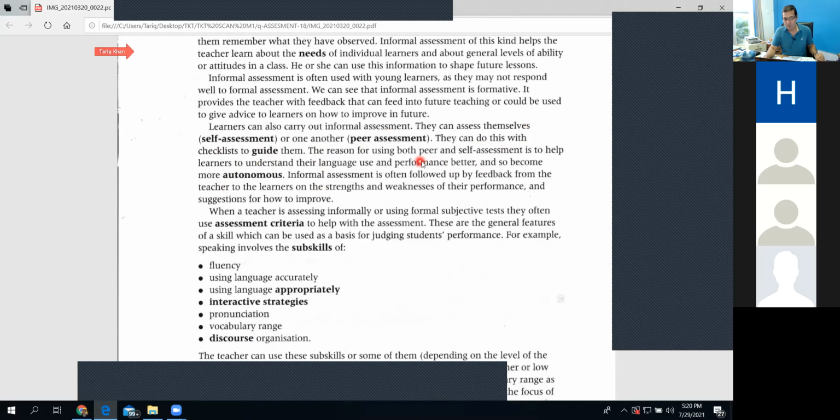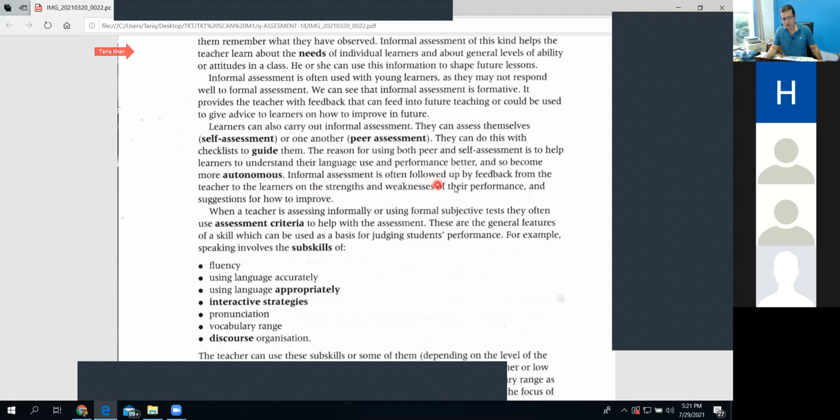The reason for using both peer and self-assessment is to help learners to understand their language use and performance better, and so become more autonomous. You give them some criteria for assessment, and then they check the performance of this student when they do, and the other one the same, and then assess. You have given a criteria to check according to that. What happens with that? They become more autonomous, independent, and they use language in a much better way to do the assessment.